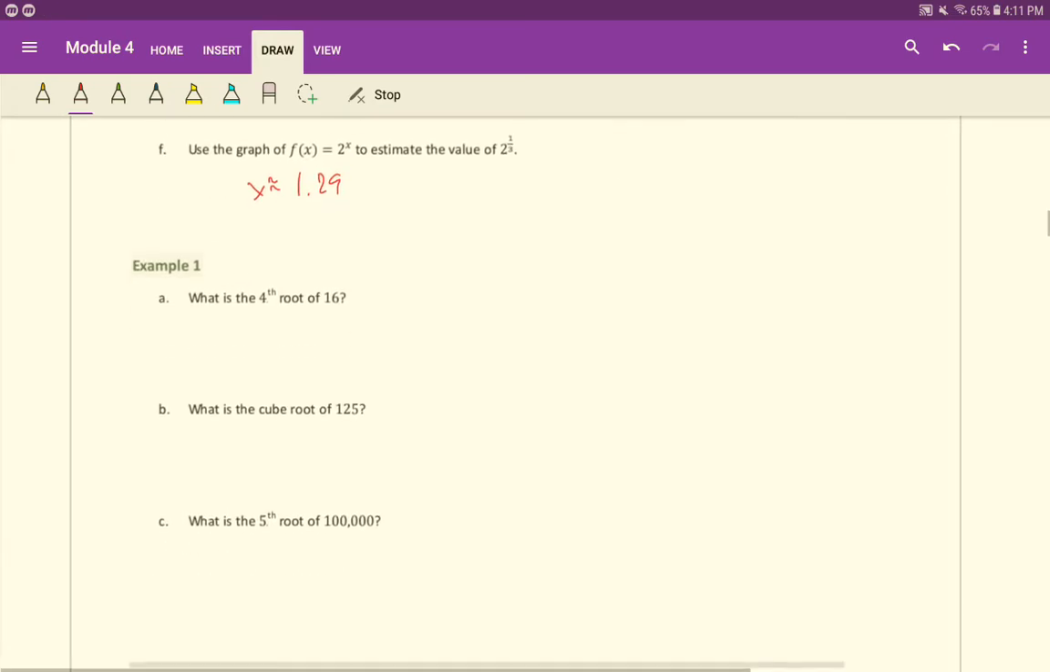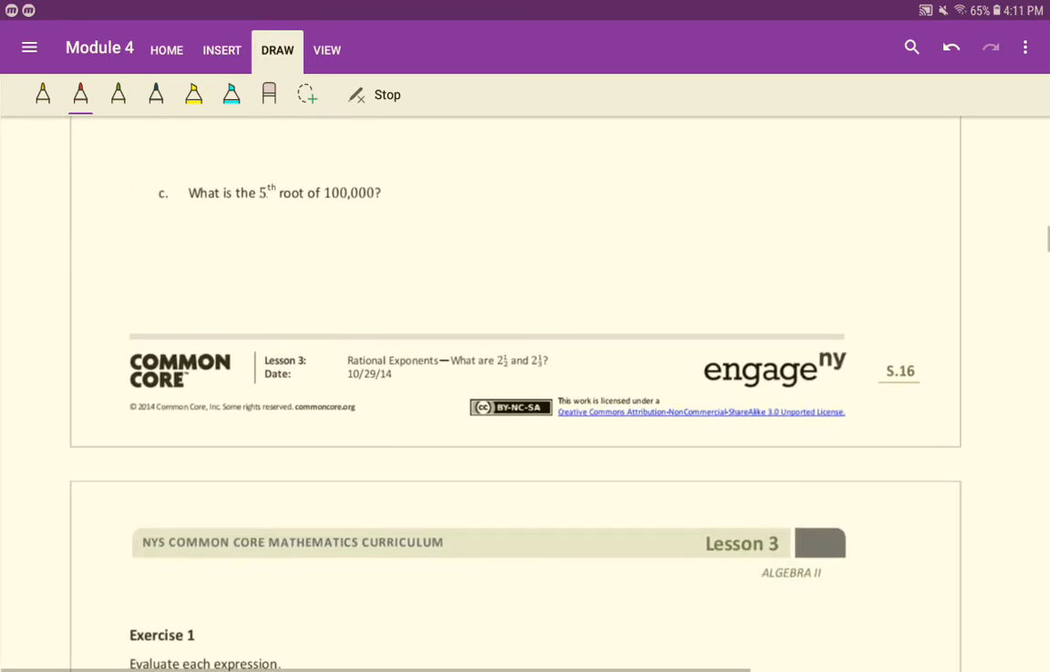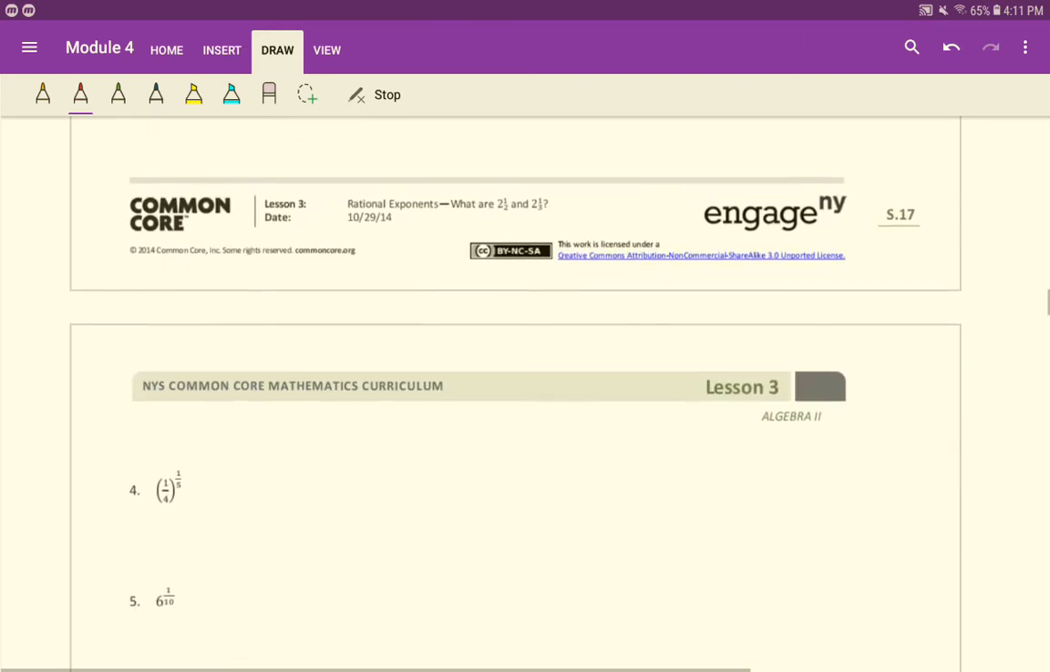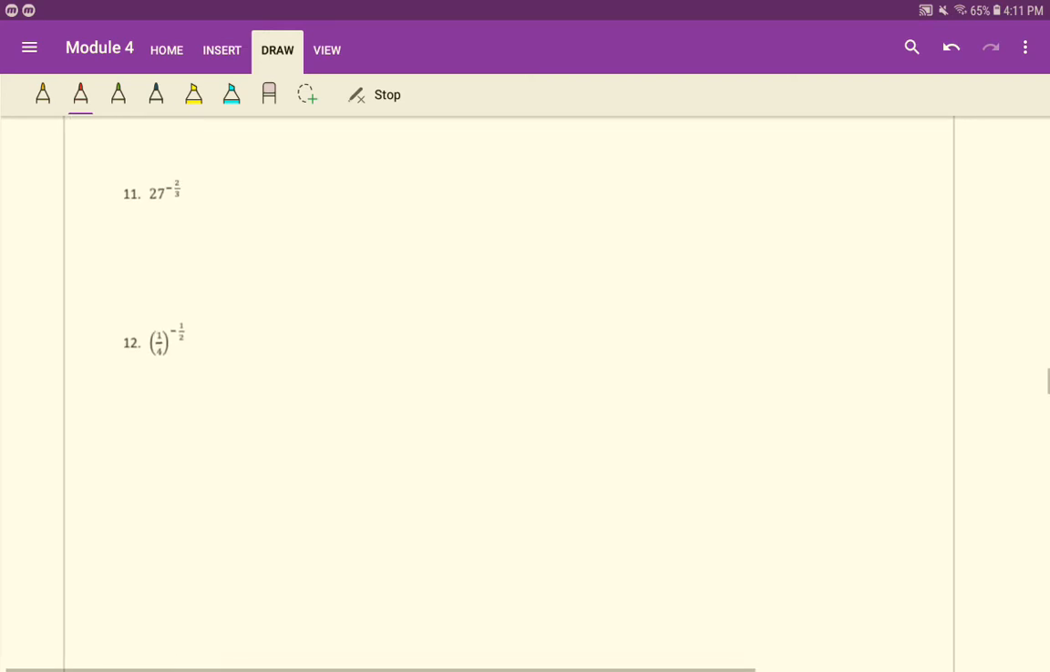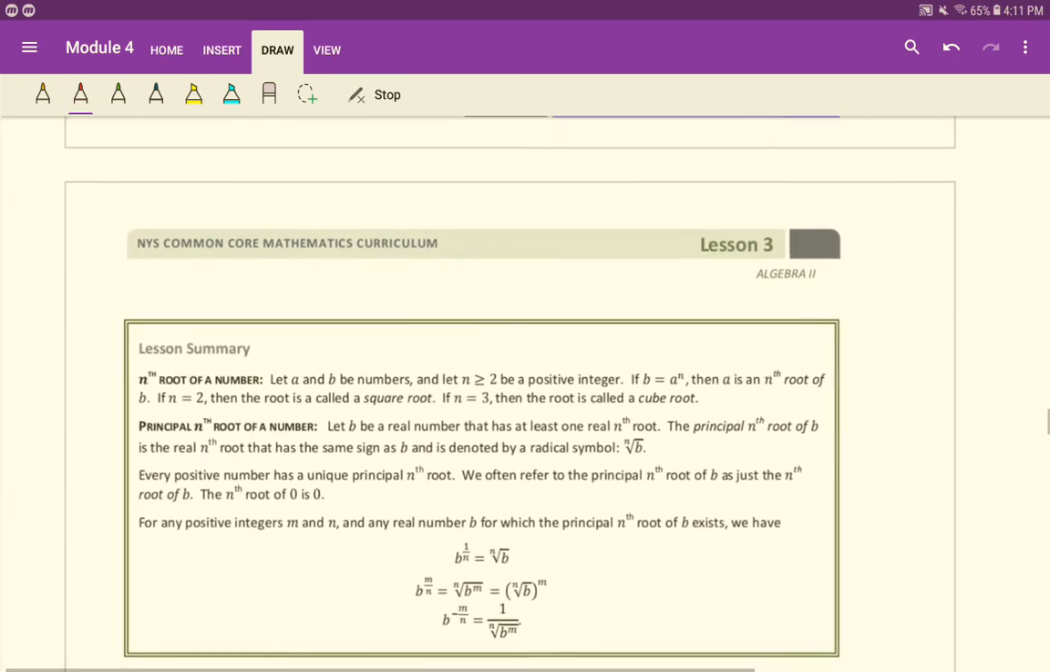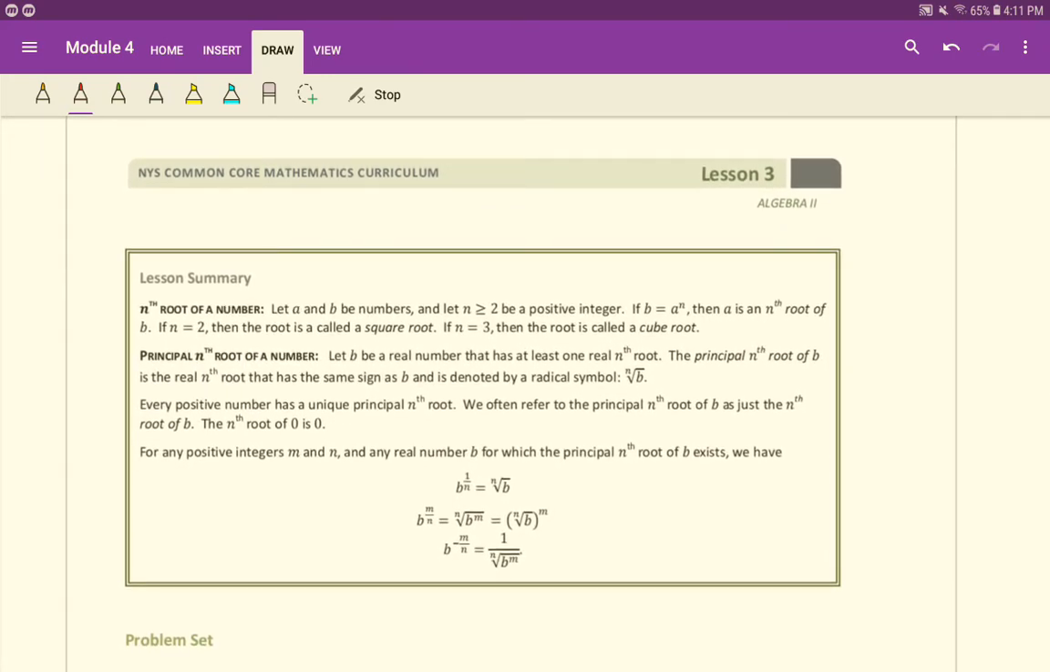So if you scroll down here, we're actually going to let the cat out of the bag and just go to the lesson summary at the end here. Okay. So we talk about roots, right? And we talk about square roots. We also have cube roots and other roots like fourth roots and fifth roots and so on and so forth.